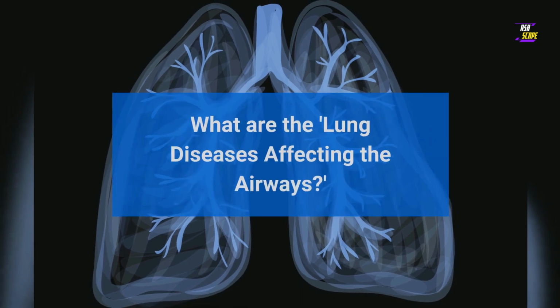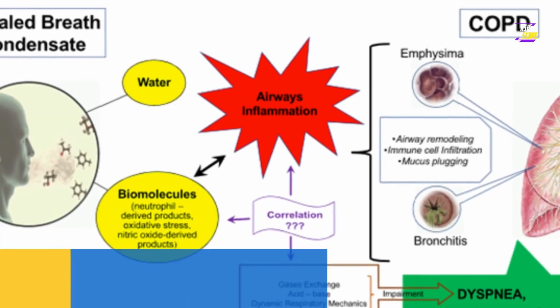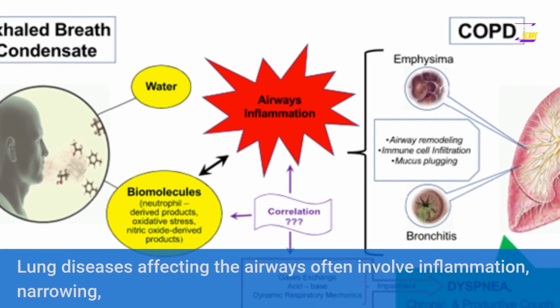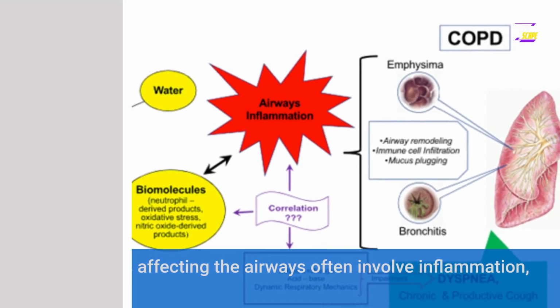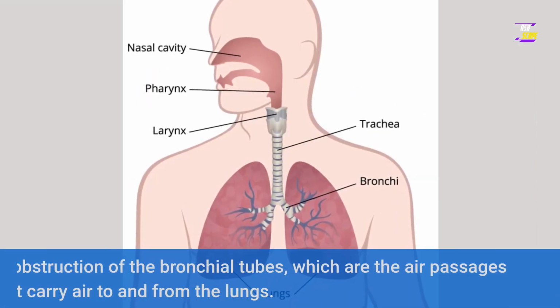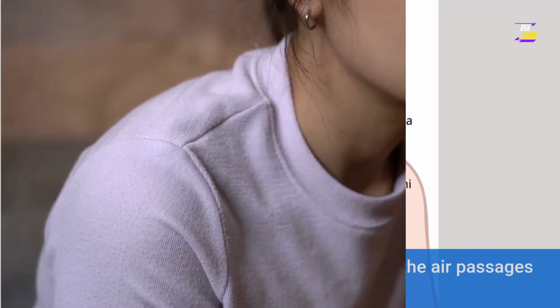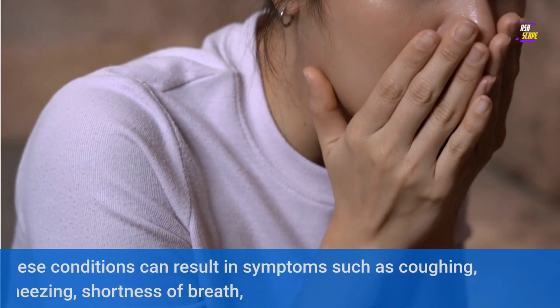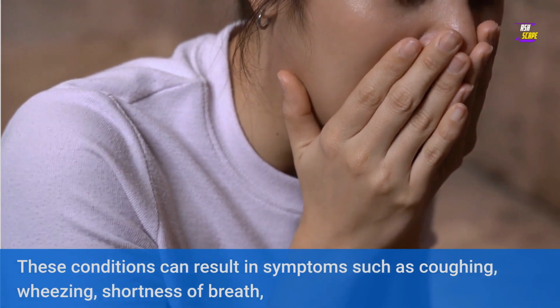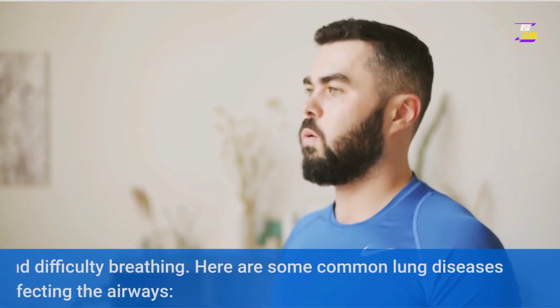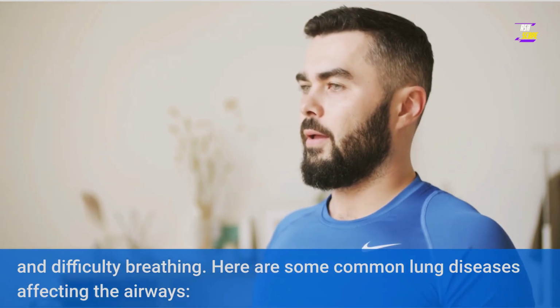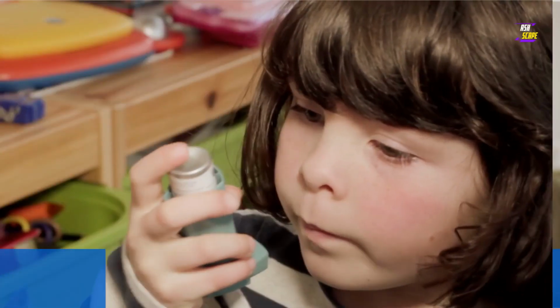What are the lung diseases affecting the airways? Lung diseases affecting the airways often involve inflammation, narrowing, or obstruction of the bronchial tubes, which are the air passages that carry air to and from the lungs. These conditions can result in symptoms such as coughing, wheezing, shortness of breath, and difficulty breathing. Here are some common lung diseases affecting the airways.